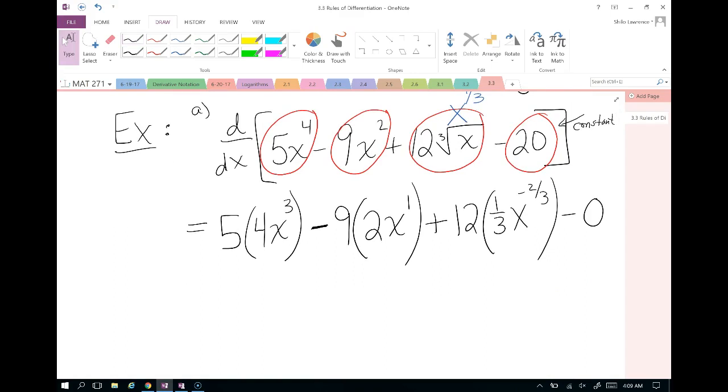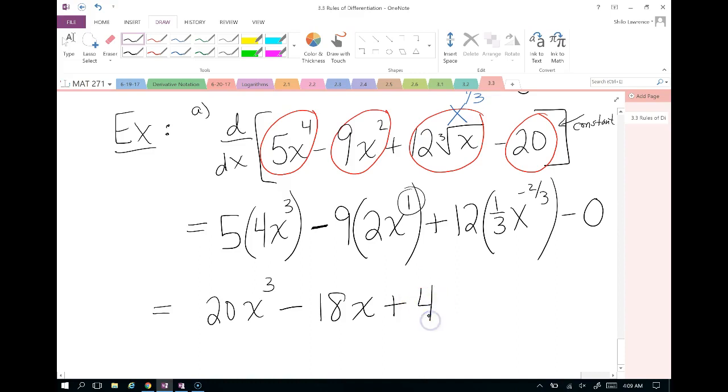Now I'm going to clean this up a little bit for our final answer because we have some coefficients that can be multiplied together. We've got a negative power that we should move to the bottom. So my first piece, I've got 5 times 4. That's 20x cubed. Then I've got subtraction. I've got 9 times 2, that's 18. And we usually do not write powers of 1. So really this is just 18x. And then we've got addition. 12 times 1/3, that is equal to 4.